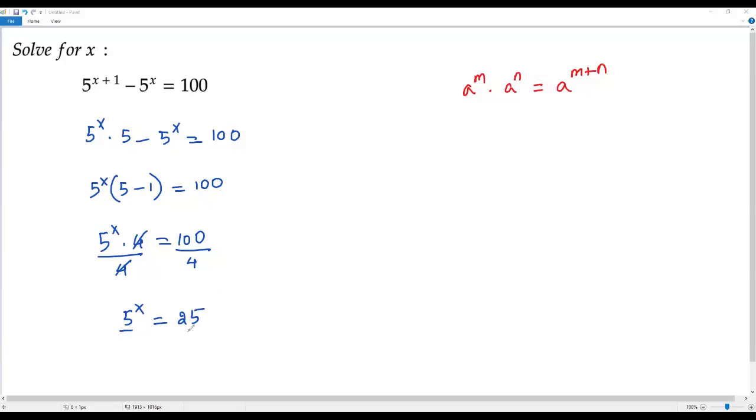So here we have base 5 on the left side. So on the right side also we should be trying to get base 5. Actually 25 is a power of 5, so it can be written as 5 squared, that is 5 to the xth power equals 5 to the second power.